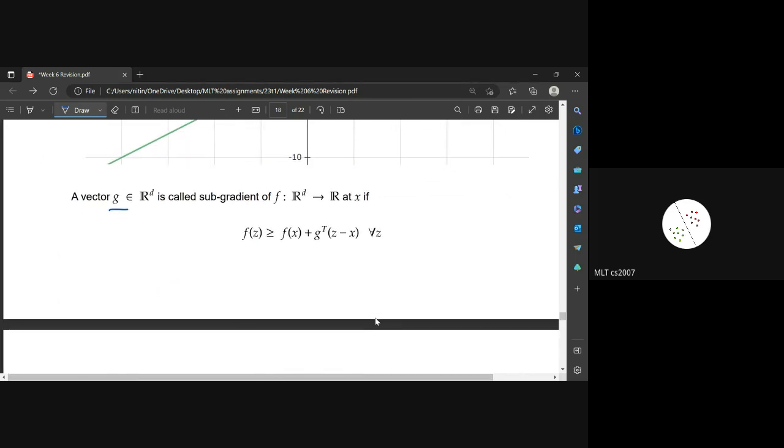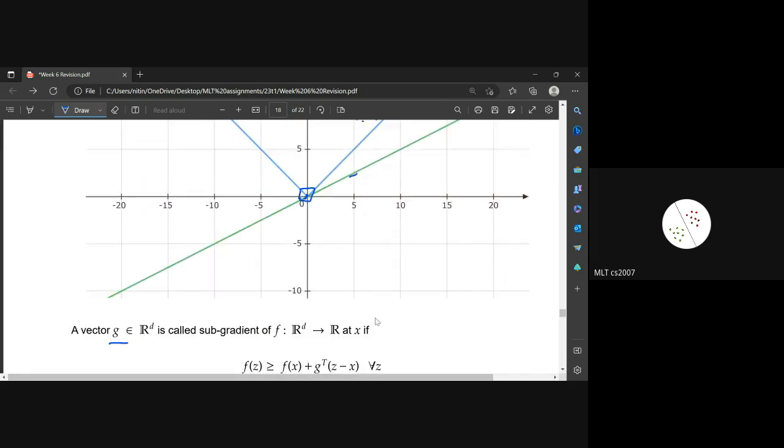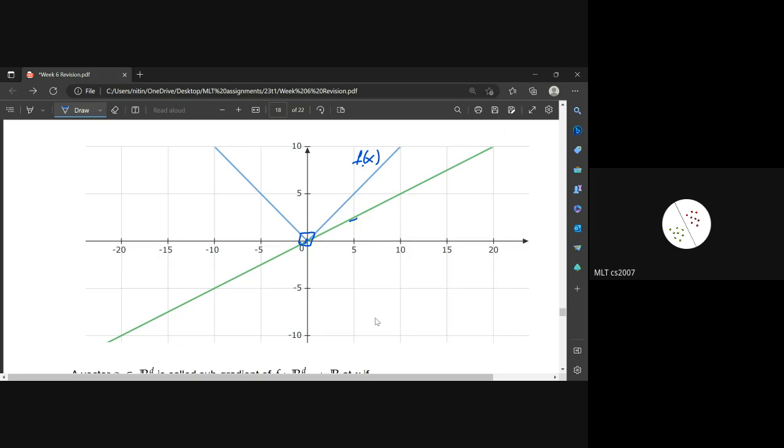For f of z is greater than f of x plus g transpose (z minus x). What this condition says is that this function is always going to be on the upper side of this line. If this happens, then we call that vector g a subgradient at that point. There may be different subgradients for this particular point. So this will be a subgradient, and again this particular vector will also be a subgradient.